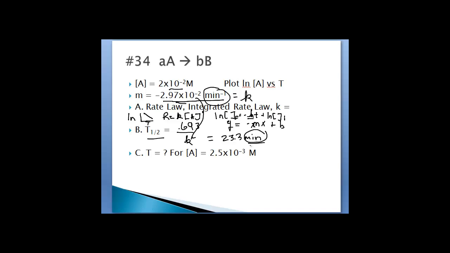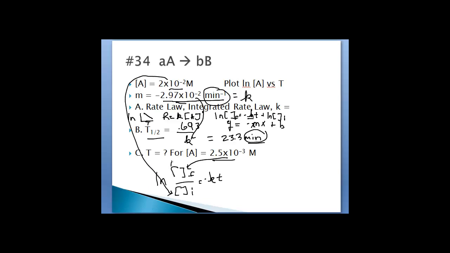Part C says, what time is required for the concentration of A to decrease to, there it is, 2.5 times 10 to the negative third molar. So we can use our integrated form. Now we know the final concentration, and you can do this a number of ways. I'm going to use natural log of final over initial is equal to negative kt. So I'm going to plug in my final concentration there, my initial concentration there.